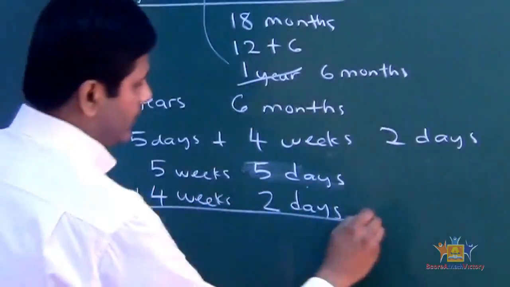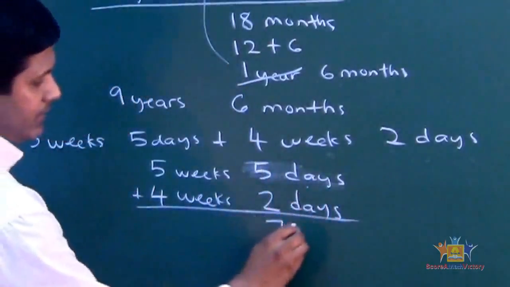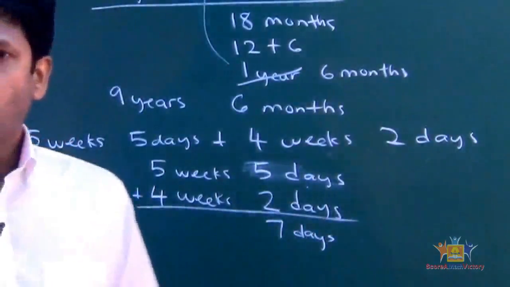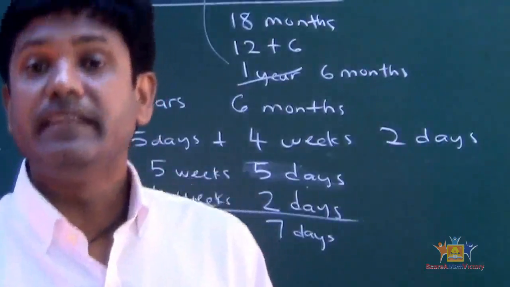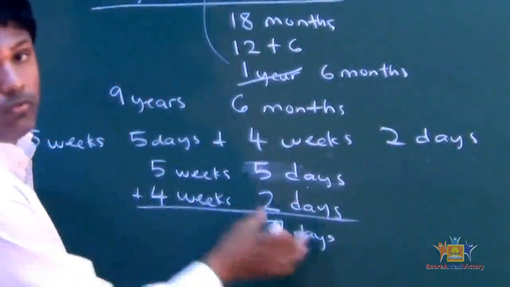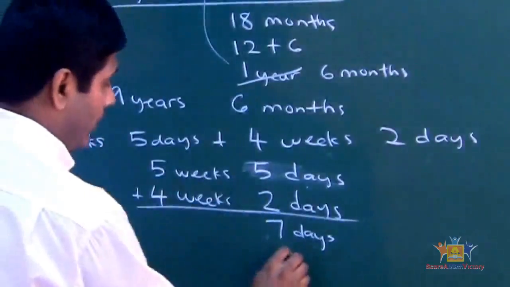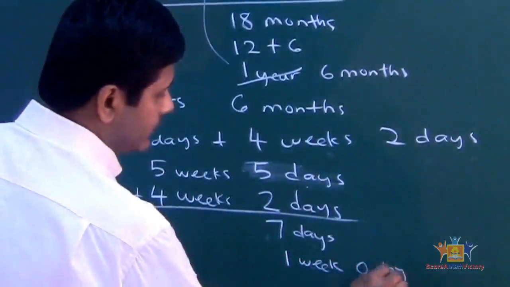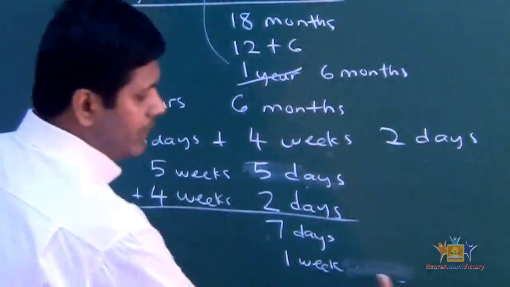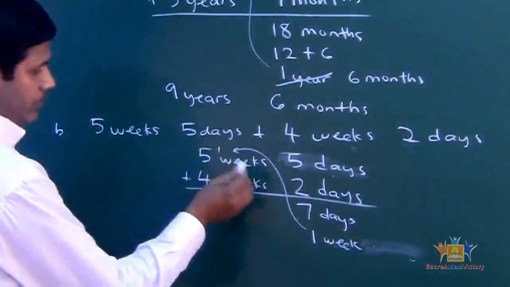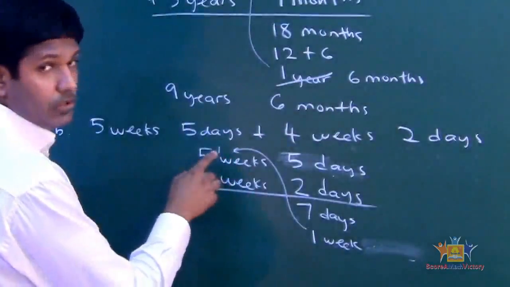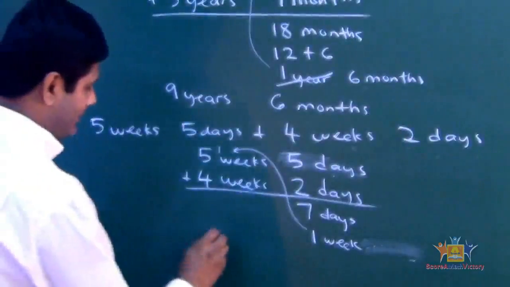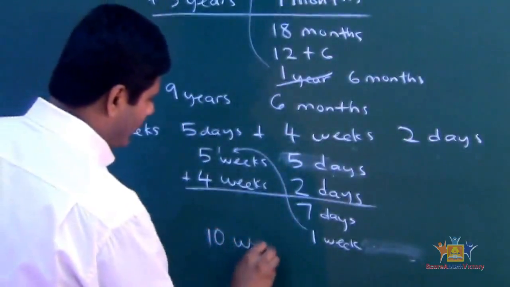I'm going to add them. 5 plus 2 is 7 days. Now look at that. 7 days. 1 week equals how many days? 7 days. That means I can convert this whole thing into 1 week. That makes it what? This is 1 week. How many days? 0 days. See that? So you don't have to write the 0 days. You can just take it out. So now you bring that 1 week, the 1 up here. So 1 plus 5 is 6. 6 plus 4 is 10. So that makes it 10 weeks.